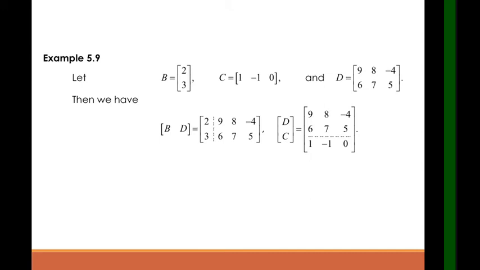So, ganon. Okay? So, example, let B is equal to 2 and 3, C is equal to 1, negative 1, 0, and D is equal to 9, 8, negative 4, 6, 7, and 5. Then, the square bracket of B and D is equal to 2, 3, and then, the partition, meron siyang line dapat dito. Ay, sorry. Alam ko may line yan. Diba yung parang augmented, may ganyan. Okay? Then, B, partition D. So, we have 2, 3, and then D is this one. Okay? Then, for DC naman, that is 9, ito yun. And then this one. Okay?